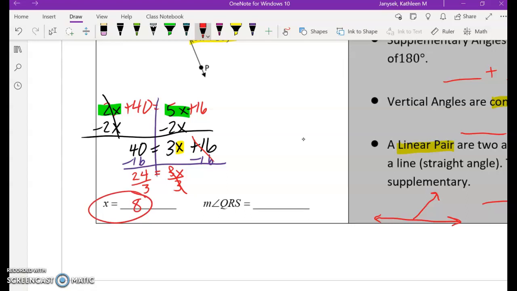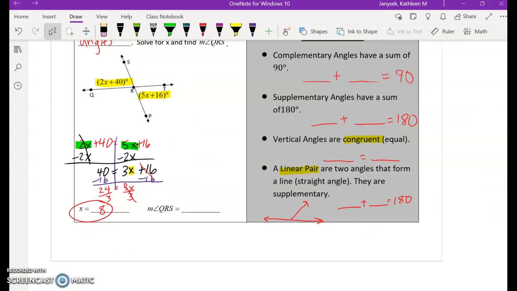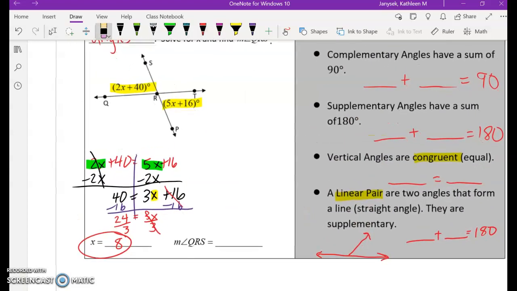Now it also asks us to find the measure of angle QRS. So let's look at that angle QRS. Which one is that? Okay, angle QRS is this angle right here. But remember, the two angles should be equal, right? We said that earlier. So I think it's a good idea, especially in these problems, to make sure they're equal.